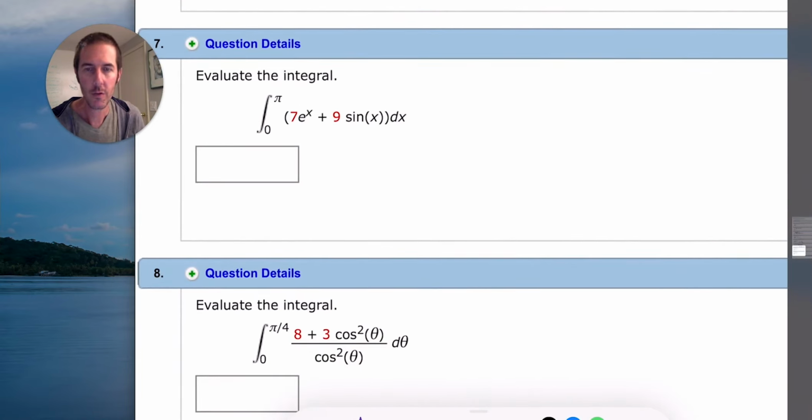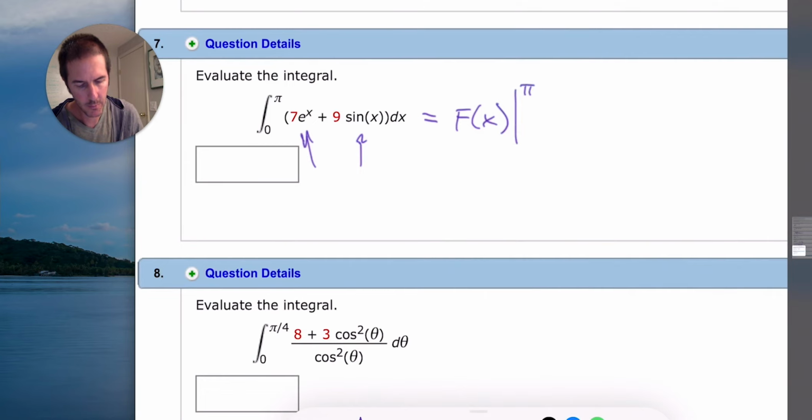Evaluate this integral. So this one is a definite integral. We have limits of integration on this one. And the integral or antiderivative of e to the x, that one you can look up. Antiderivative of sine, I think we talked about that already. Be careful with your positives and negatives. Realize that this is going to give you some new function. Let's call it capital F. And you're going to have to evaluate that function from 0 to pi.